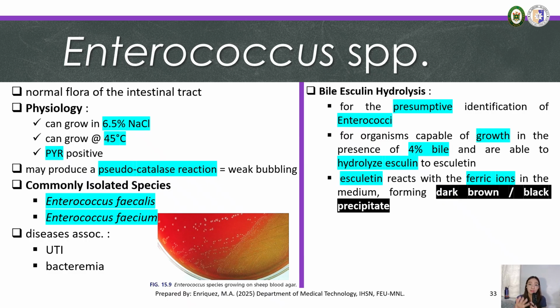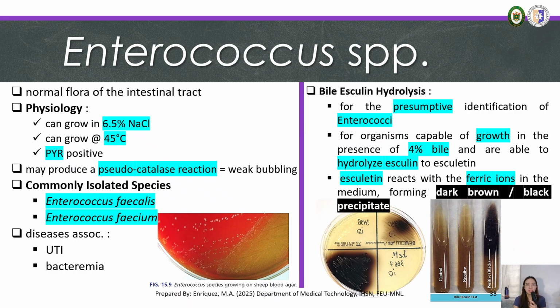Okay, so may isa pang component ang bile esculin hydrolysis media. It has ferric ions. Kasi po, yung esculetin, kailangan niyang mag-react with the ferric ions so that we would be able to observe a dark brown or black precipitates, as we can see right here in this example. So blackening or a very dark brown appearance on the culture media indicates, no, the growth of Enterococcus species or a positive result in the bile esculin hydrolysis. All right? So again, ito po ay kayang gawin ng Enterococcus species na hindi kayang gawin ng Streptococcus species.